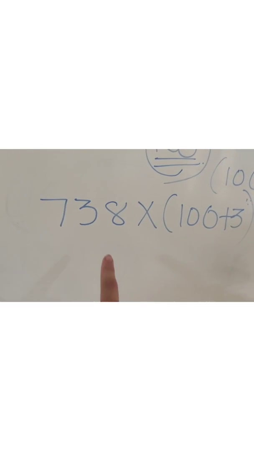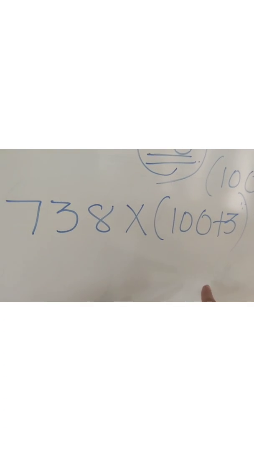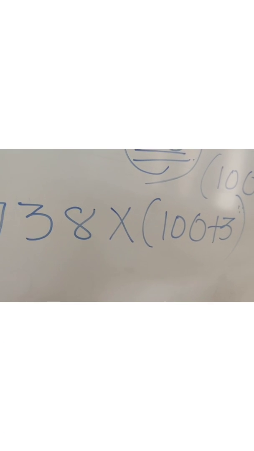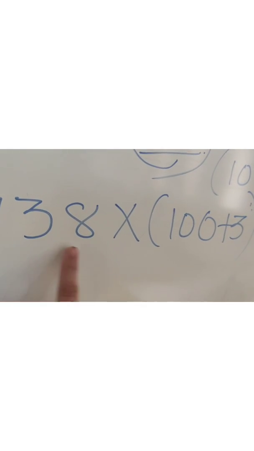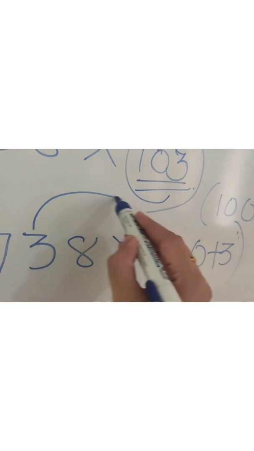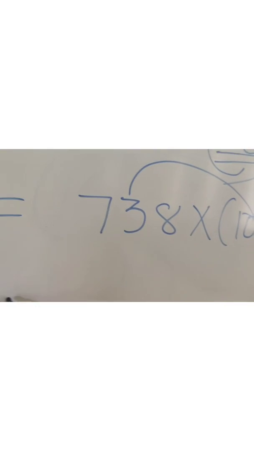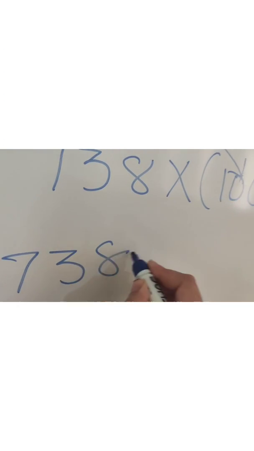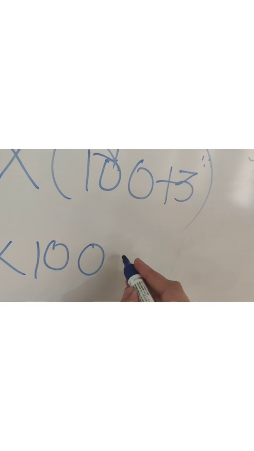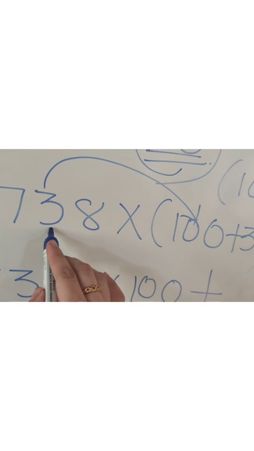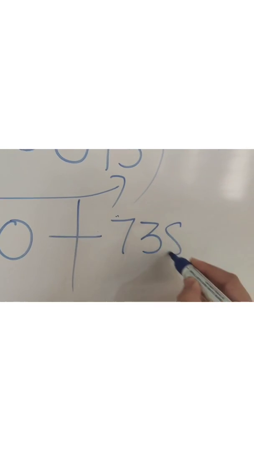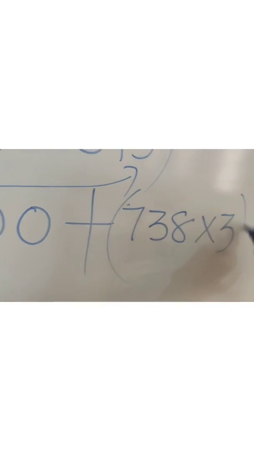Now here you can apply the property very easily. Which property you are going to apply? You are going to apply over here distributive property. 738 multiplied by the whole bracket. So first it will get multiplied with 100. So 738 multiplied by 100. Then this sign will be as it is, and 738 multiplied by 3.